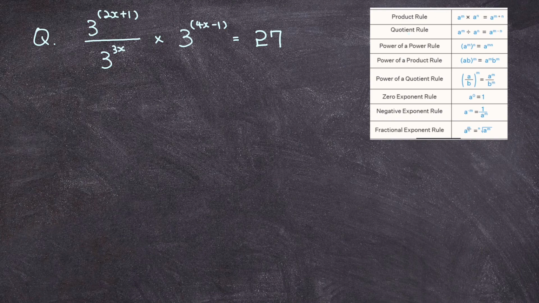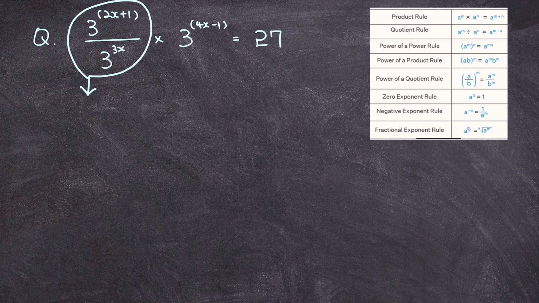Now I have 3 raised to the power of 2x plus 1 divided by 3 raised to the power of 3x multiplied by 3 raised to the power of 4x minus 1 equal to 27. Now I am going to solve this part of the equation first, and then I'm going to multiply this second number to the first one, and then set it equal to 27 to simplify it, so that we can solve for the x in a convenient fashion. So let's take this part and solve this.